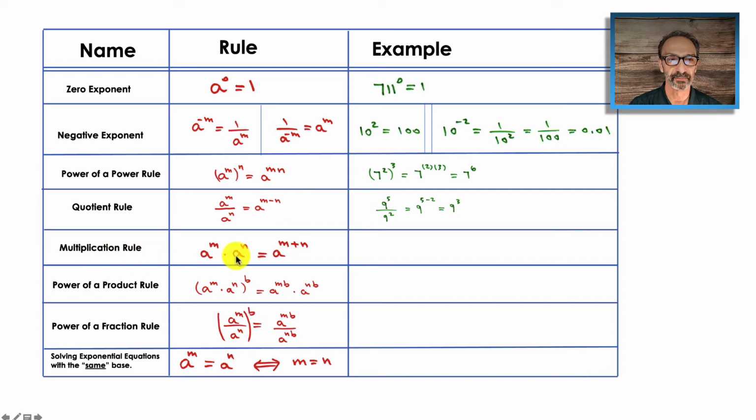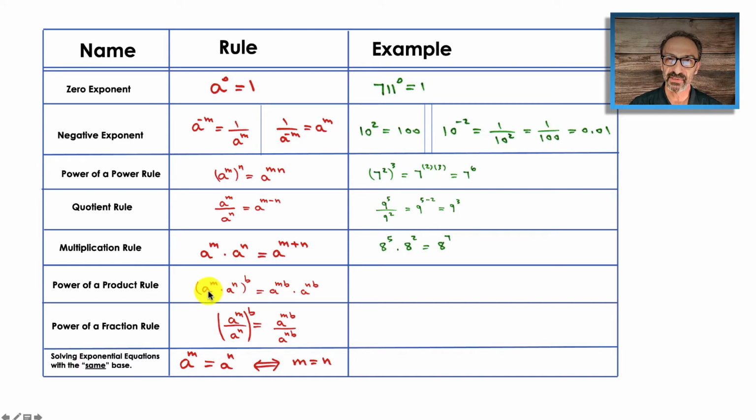Multiplication rule. When you multiply powers with the same base, we add the exponents. For example, 8 to the power 5 times 8 to the power 2 becomes 8 to the power 7, adding 5 and 2. Now here, the rule has it as 8 to the power m times 8 to the power n.